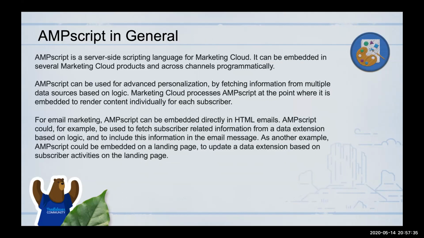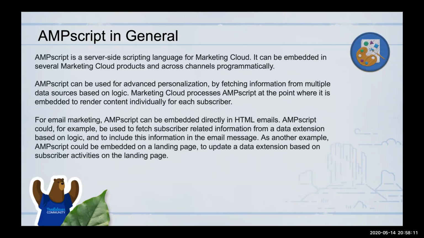So AMPscript in general, it's a server-side scripting language for Marketing Cloud. It is embedded in several products and across channels programmatically. AMPscript can be used for advanced personalization by fetching information from multiple data sources based on logic. Marketing Cloud processes AMPscript at the point where it is embedded to render content individually for each subscriber. For email marketing, AMPscript can be embedded directly into HTML emails, which is why we're here.